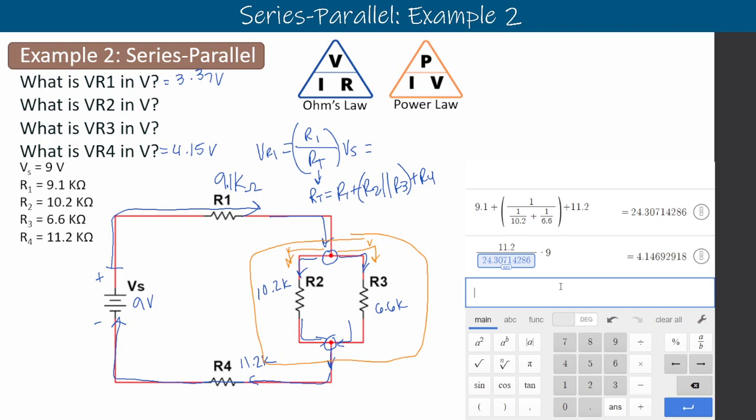So we can take our 9 volts and subtract out what we know we lost across R1, 3.37, and subtract out what we know we lost across R4, 4.15, and we'll be left with 1.48. So the voltage drop across R2 is 1.48 volts. And the voltage drop across R3 is 1.48 volts, right? The currents are different for both of those, but the voltage drops will remain the same.